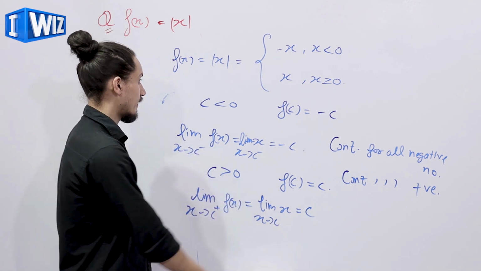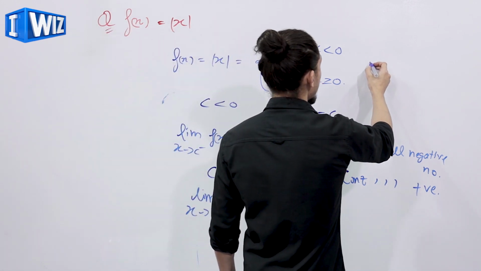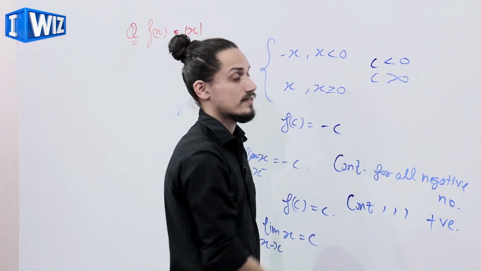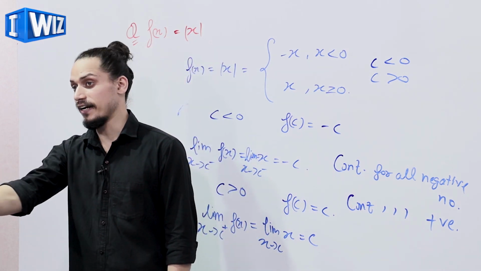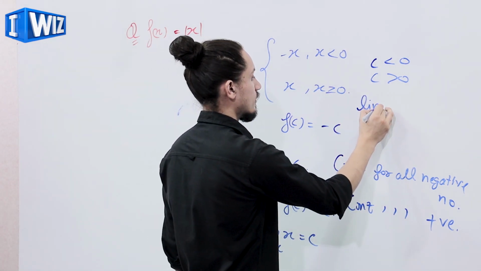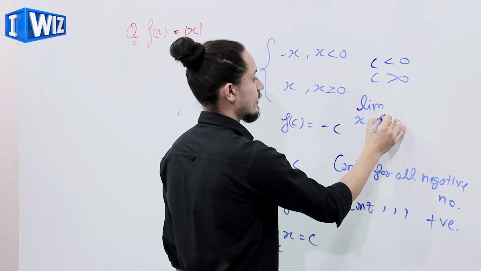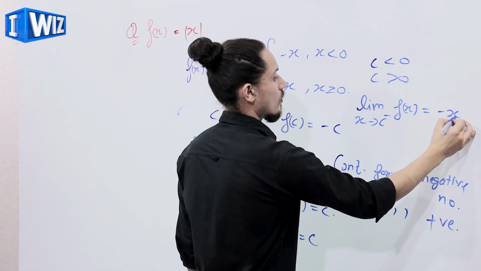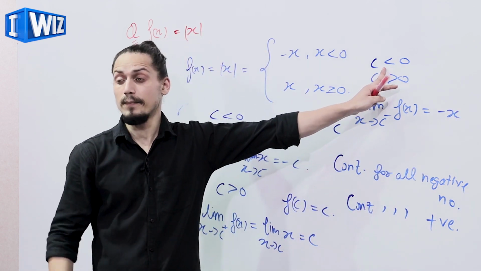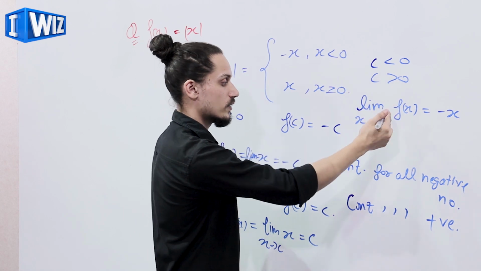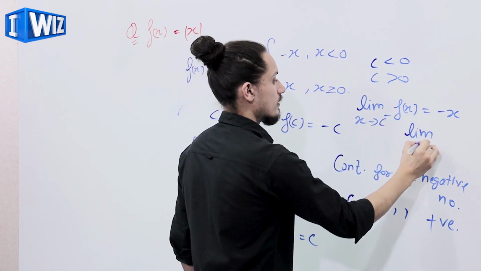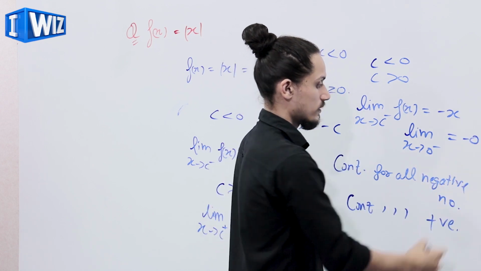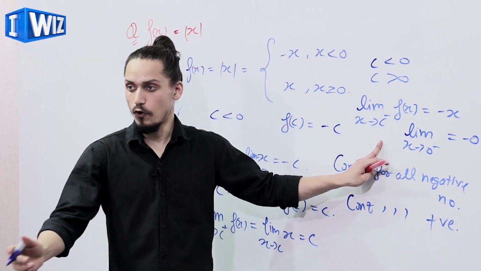What about 0? In case of 0, we'll find its value for c less than 0 and c greater than 0, that is, we'll find its left hand limit and right hand limit. So for the left hand limit, limit x approaches c negative, f of x will be equal to minus x. And what will its limit be? We have taken c as 0, so what will the value of c be? 0. So its limit will become limit x approaches 0 negative, which is equal to minus 0, which is equal to 0. This is the value of the left hand limit for 0.